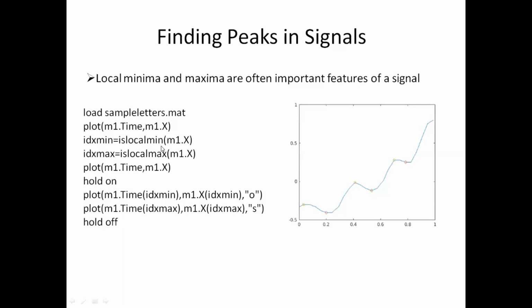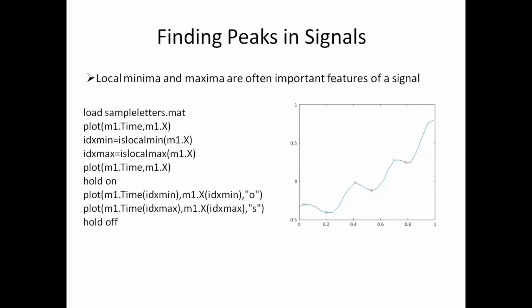islocalmin will give us the indices of the local minimum points, and islocalmax will give us the indices of the local maxima points. So we are storing them in idxmin and idxmax variables. This computation is done in this program for the data m1, which corresponds to the alphabet M.